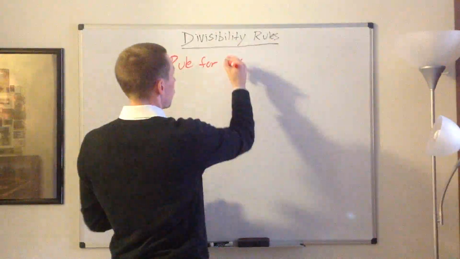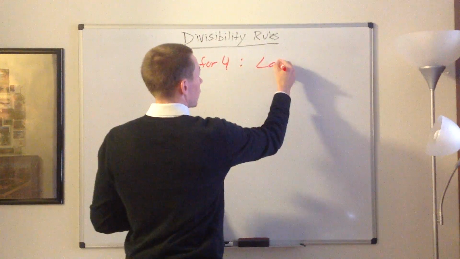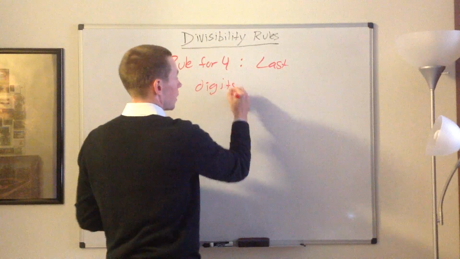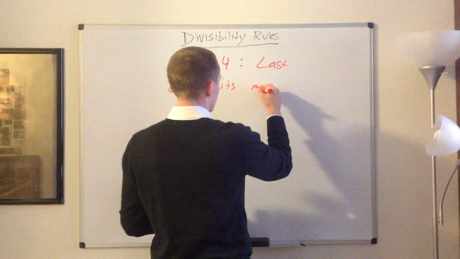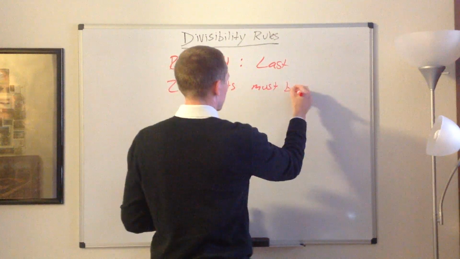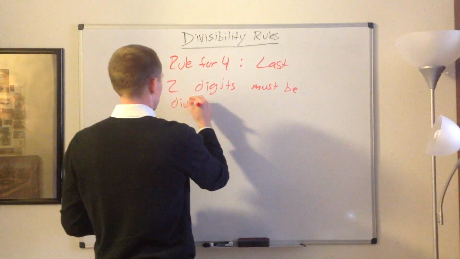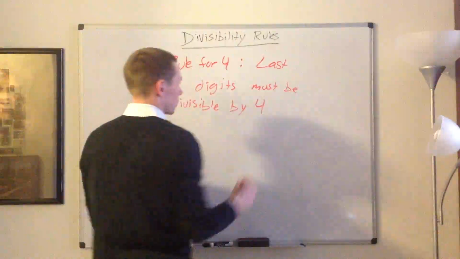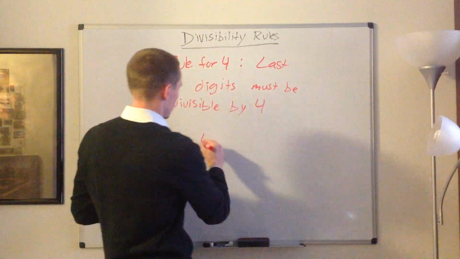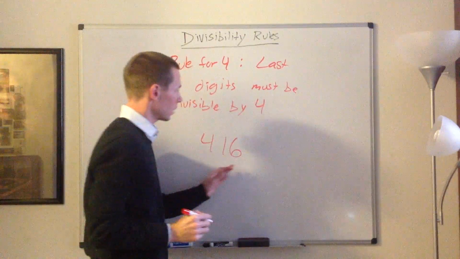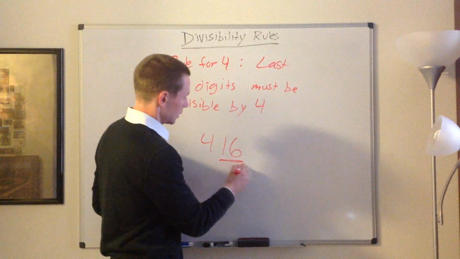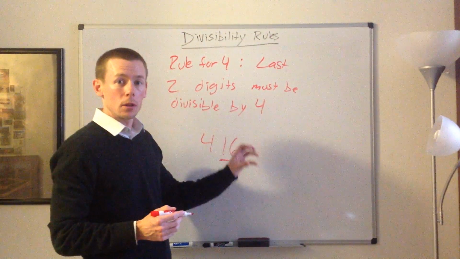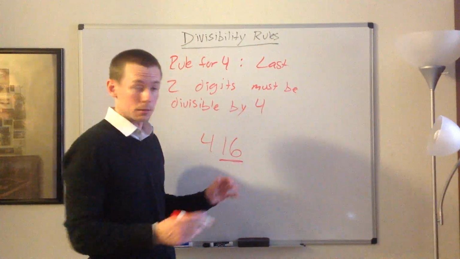So the rule for 4 is last 2 digits must be divisible by 4. So if I look at the number 416, if I look at the last 2 digits, 16, does 4 go into 16? Yes, therefore 4 will go into 416.